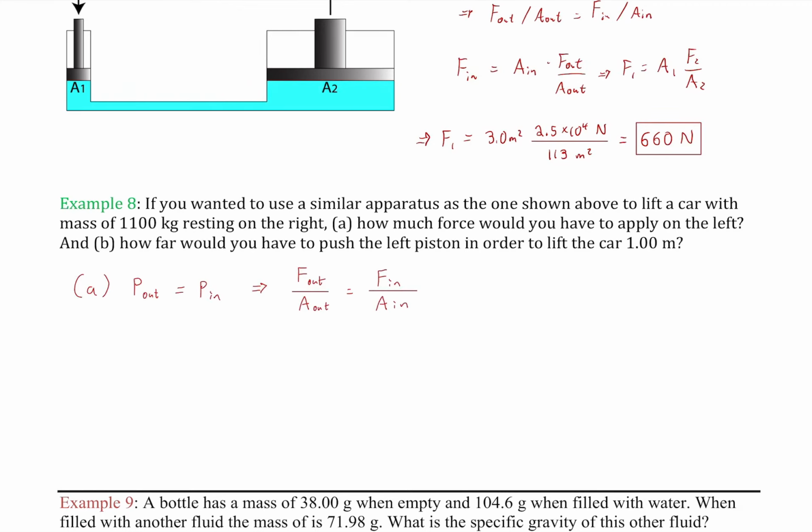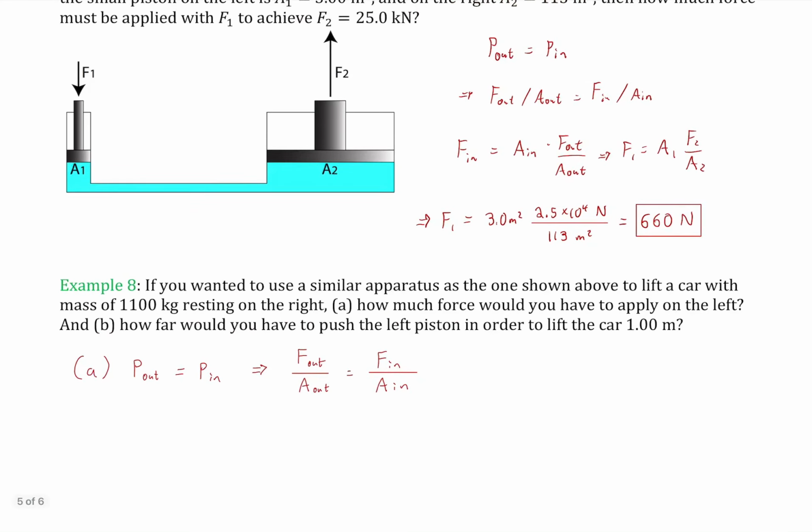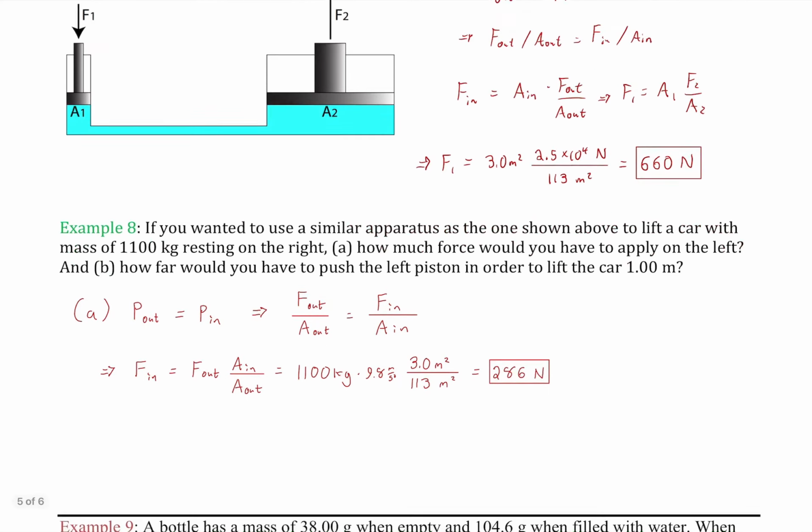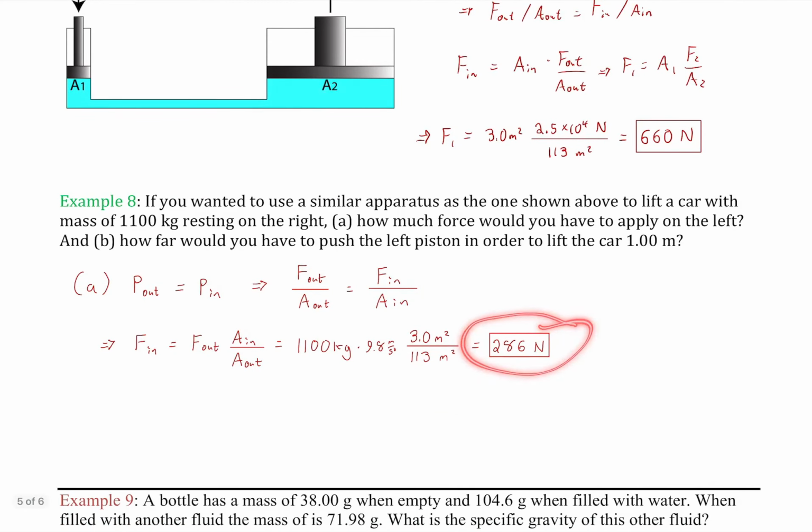Let's see. First of all, part A is going to be just like example 7 above. We're going to solve for the input force in order to lift the car. In this case, our output force is going to be mg, because instead of being given a force, we're given a mass. So it's going to be about 11,000 newtons, and we find that we only need 268 newtons. So a very moderate force in order to lift a car. Remarkable. But now let's remember that Pascal's principle in no part said that it violates conservation of energy.